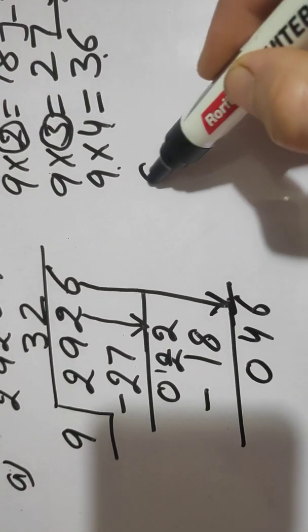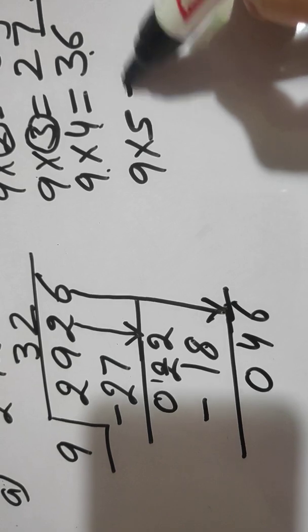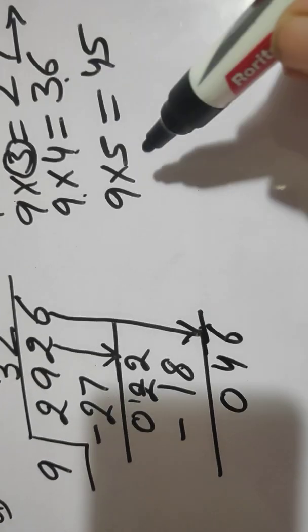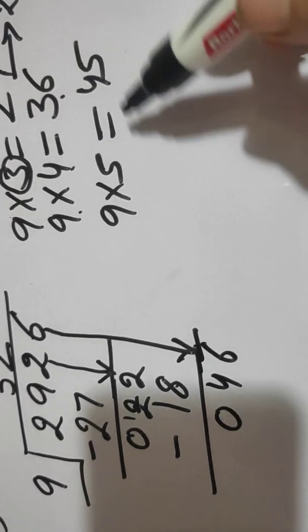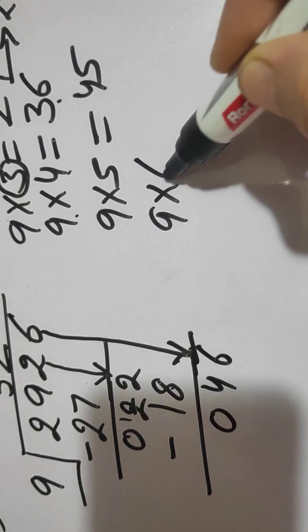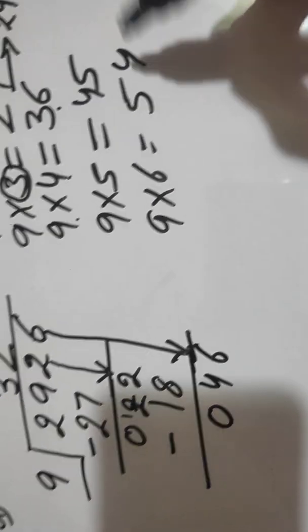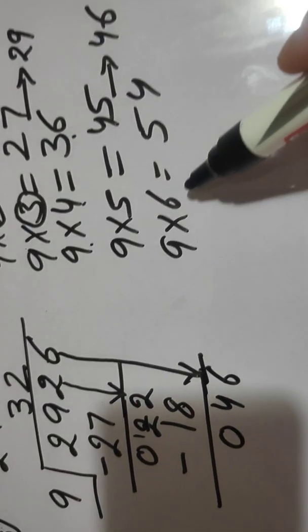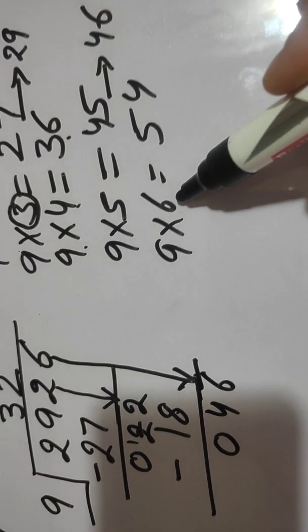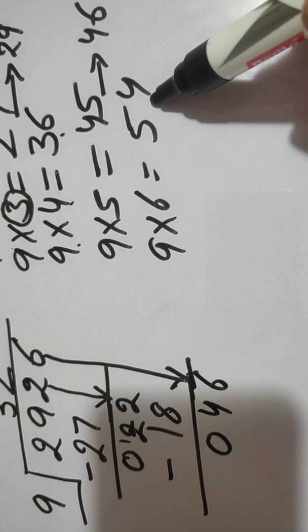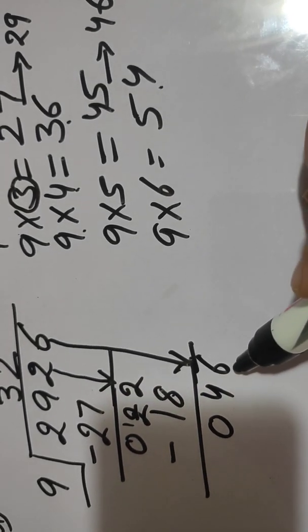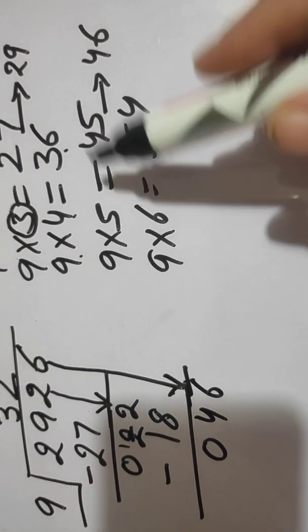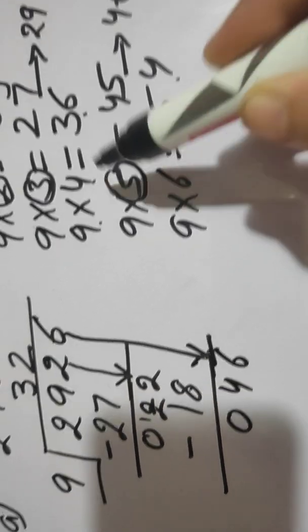9 4s are 36. 9 5s are 45. But our number is greater than this. So we will read one more table. 9 6s are 54. So 46 is here. The table will not go on 6 because its product is 54 and 54 is greater than 46. So the table goes on 9 5s. So our quotient is 5.